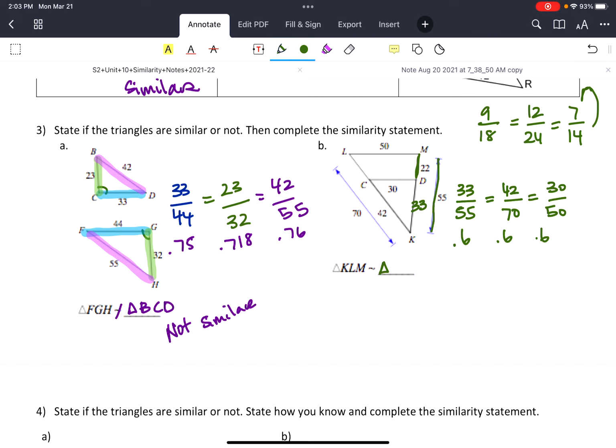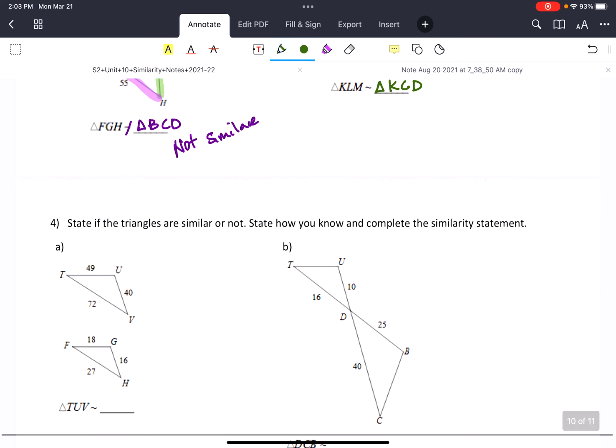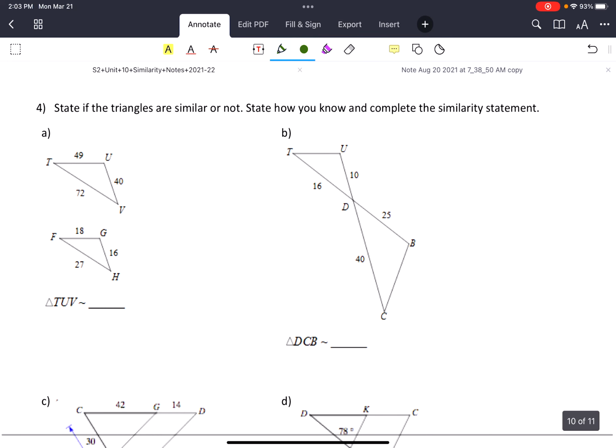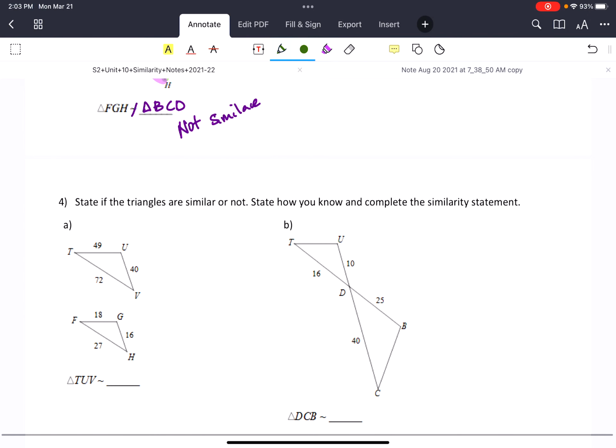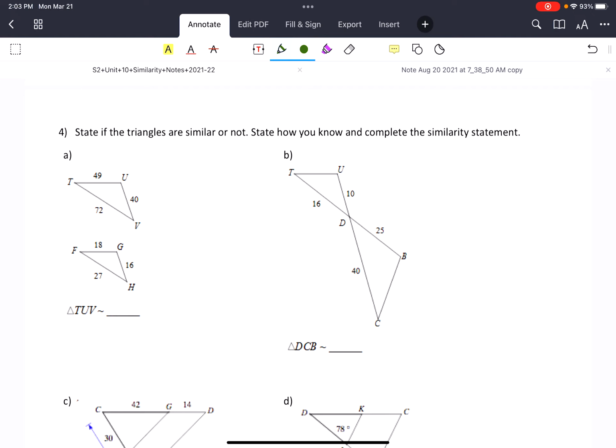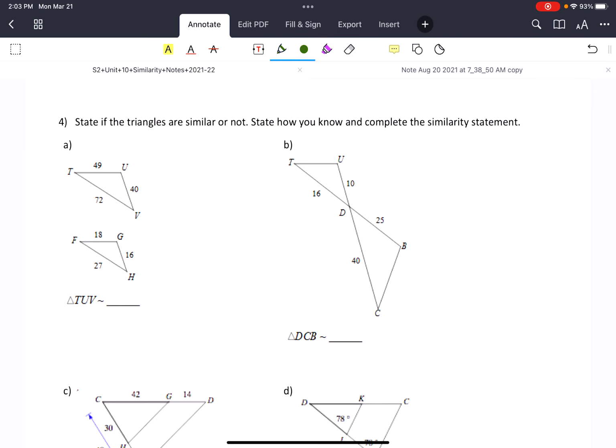So we're going to do triangle K, and then L goes with C, and M goes with D. Triangle KCD. All right, so the last part of this lesson is that we're going to state if the triangles are similar or not and state how you know. So we are going to look at each of these triangles and see which statement I need to try for and then do the work to figure it out.